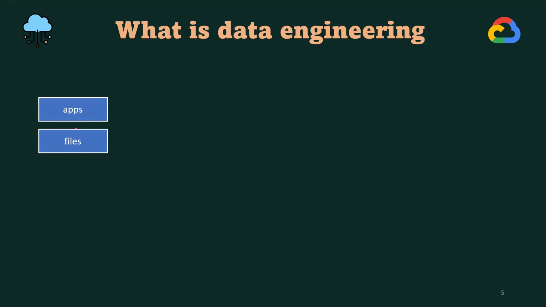It could be a CSV file or a JSON file or an Avro file or a Parquet file. So you have data that is coming from the file formats. And also you have data that is stored in the form of a database. Some of the companies may store the data in the form of a database.